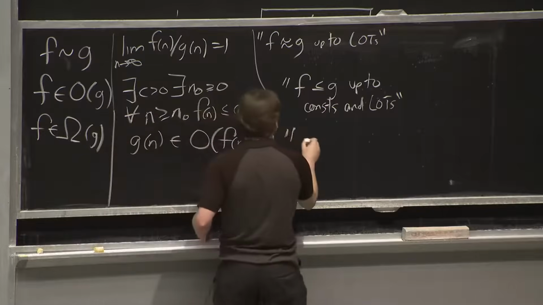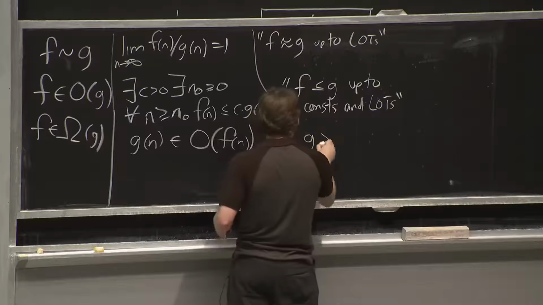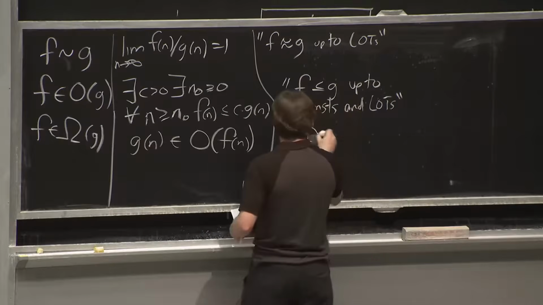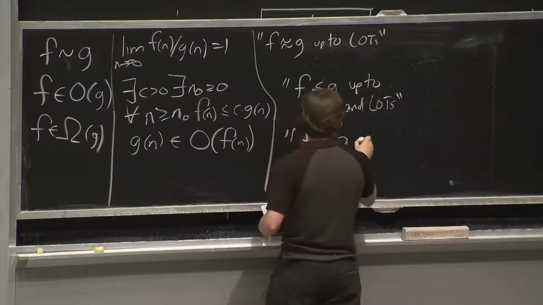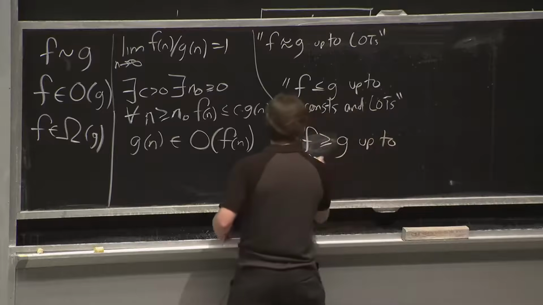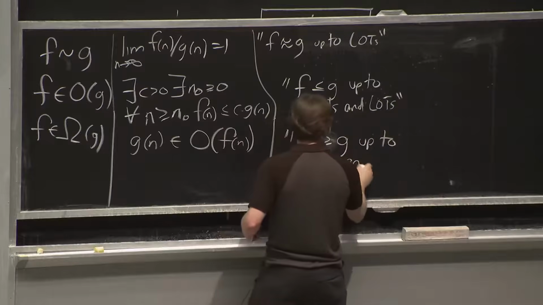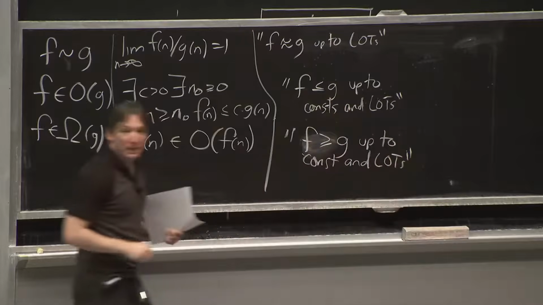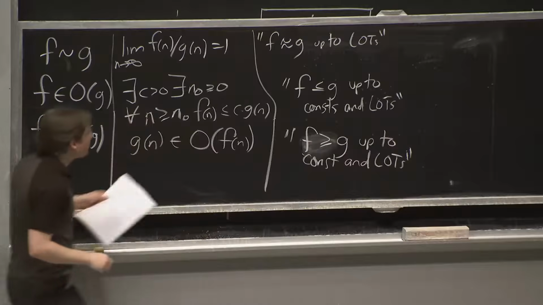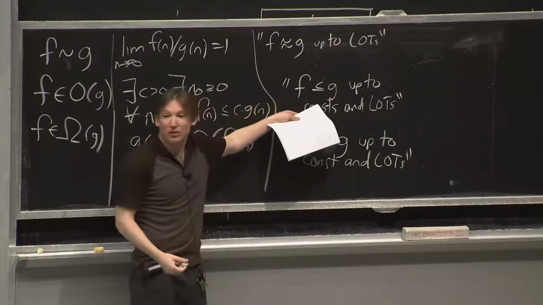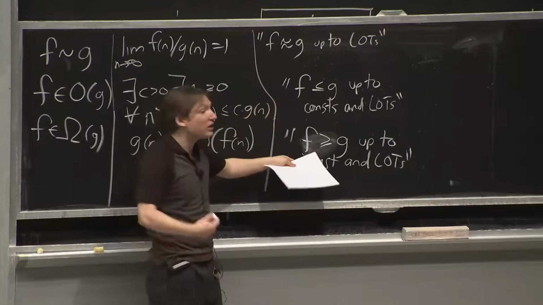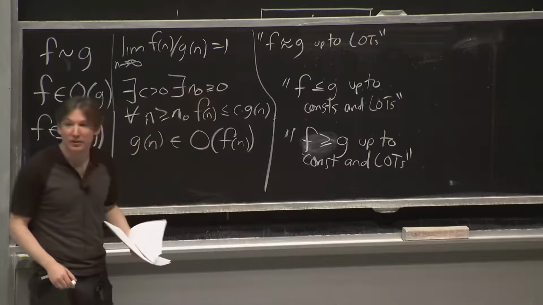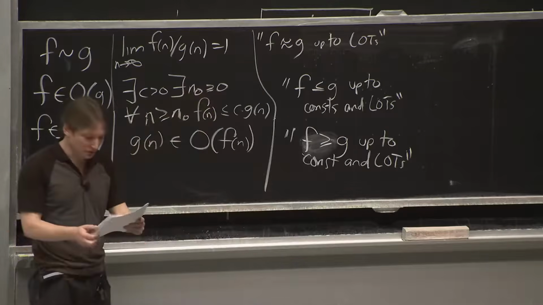And the idea is that f is greater or equal to g up to constants and lower order terms. So we have a more permissive version of less or equal, that's big O, and a more permissive version of greater or equal, that's big omega. Questions about that? All right.